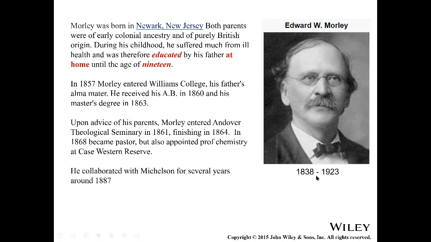And then in 1857, which is how many years old? 19 years old, he entered Williams College, which is a pretty famous college, right? It's not quite Ivy League, but it is next to the Ivy League. Williams College, his father's alma mater, and he received his AB in 1860 at the age of 22, and his master's degree in 1863, which is 25 years old.